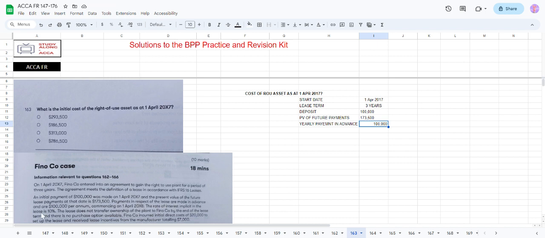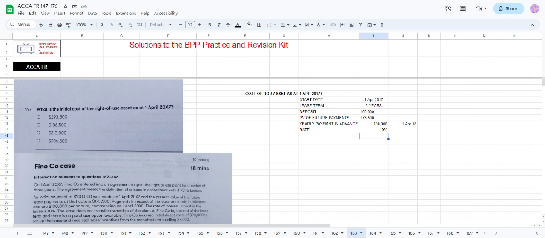Payments in respect of the lease are made in advance, 100,000 per annum commencing on 1st April 18. So the lease started on 1st April 17, but the payments start from 1st April 18, from the next year. The rate of interest implicit in the lease is 10%, so we can just say rate is 10%. The lease does not transfer ownership, there are no purchase options available, and no lease back.